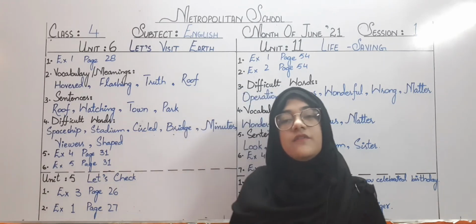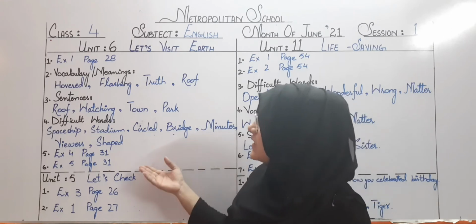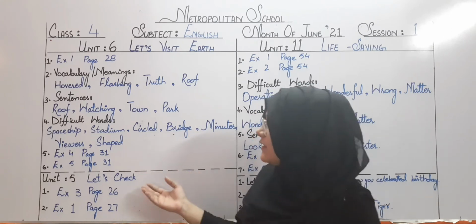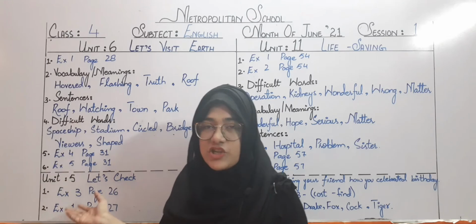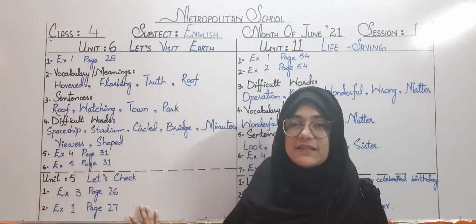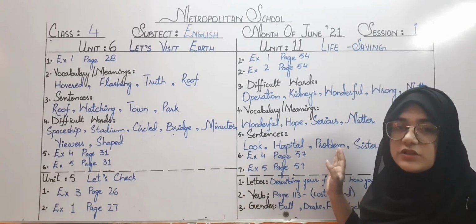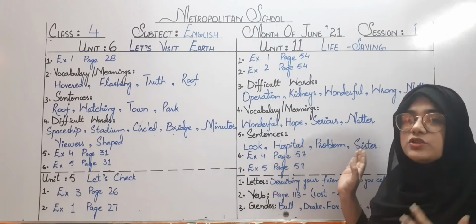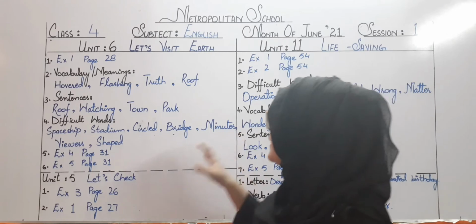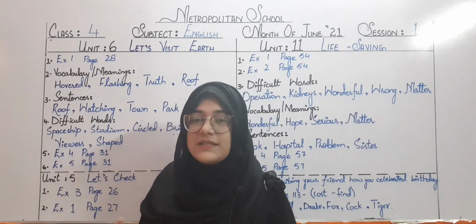Today in the lesson we are going to revise unit number 6, which is about Let's Visit Earth, then unit number 5, which is Let's Check, which has the exercises related to the units which we have covered, and then we have unit number 11 in which we have the story of life saving, right? Then let's start with unit number 6, Let's Visit Earth.